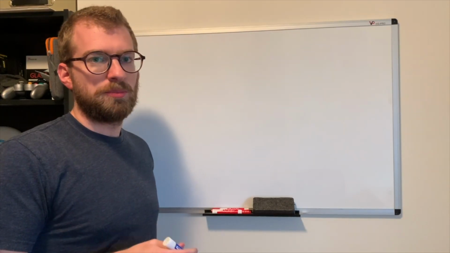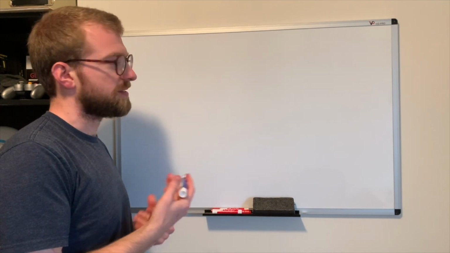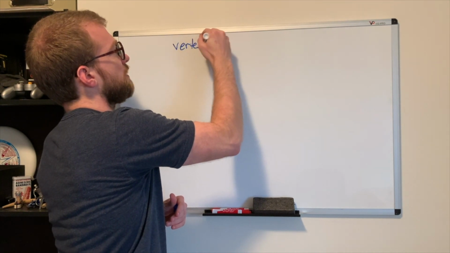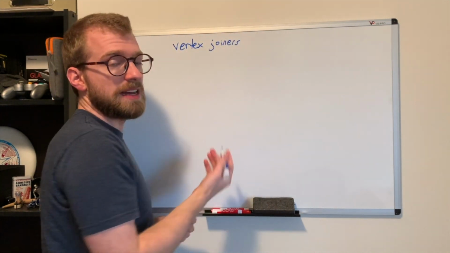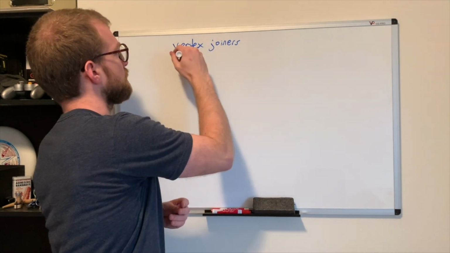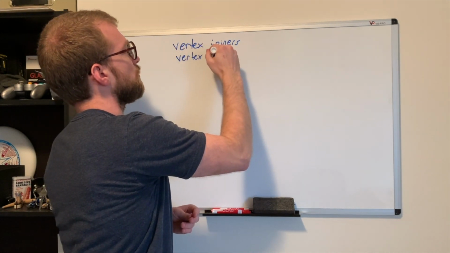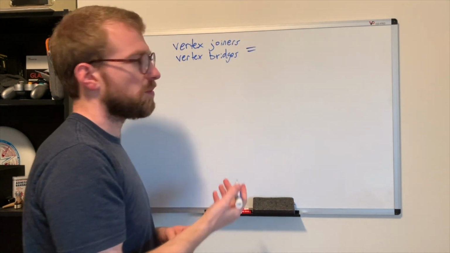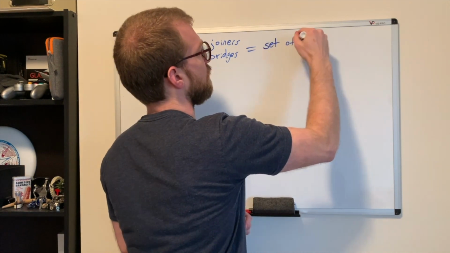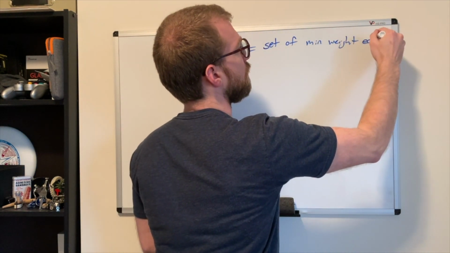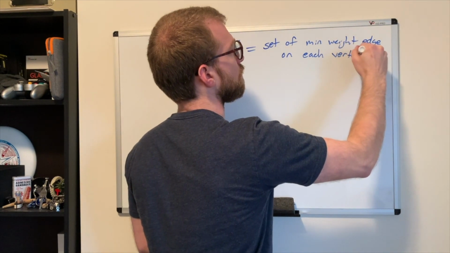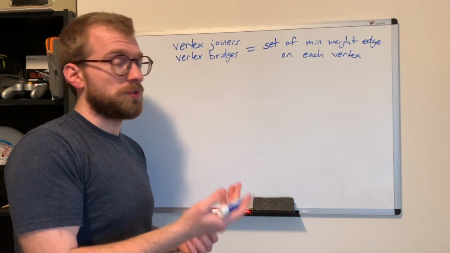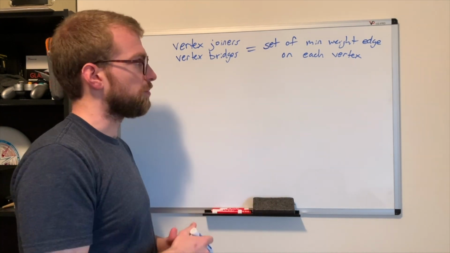In Boruvka's algorithm, at each round, we select a set that we call the vertex joiners. Or in the notes, in the textbook, I think we call these vertex bridges. And this is the set of minimum weight edges on each vertex. So these bridges, we then add them to the minimum spanning tree, and we use them to contract the graph and continue running Boruvka's algorithm.